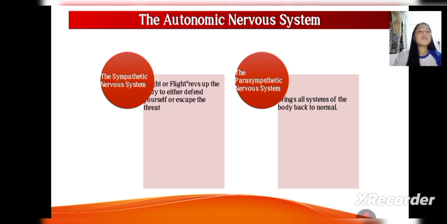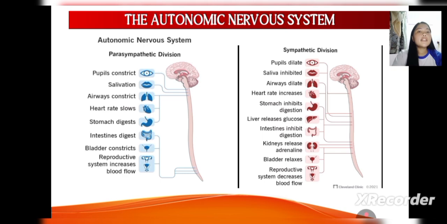The autonomic nervous system has two types, the sympathetic nervous system and the parasympathetic nervous system. The sympathetic nervous system is the fight or flight that revs up the body to either defend yourself or escape the threat, while the parasympathetic nervous system brings all systems of the body back to normal. The two types of autonomic nervous system have different functions.